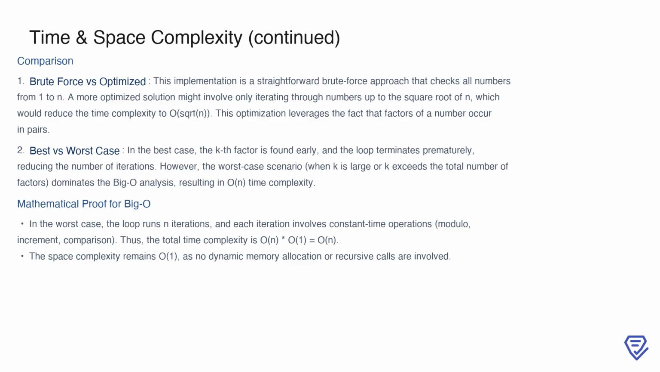Additionally, it's worth noting the distinction between the best case and worst case scenarios. In the best case, the kth factor is found early, allowing the loop to terminate prematurely and reducing the number of iterations.